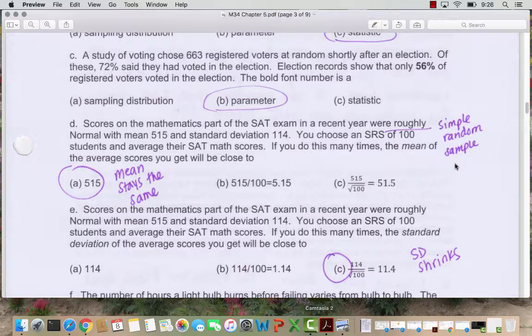Think back to the NBA salary sampling applet that we did. And remember, the mean didn't move. The distribution itself became more compressed when we were sampling, but the mean stays the same. So the mean should stay at 515. So if you imagine a normal distribution for the sampling distribution here, it should be centered at 515.